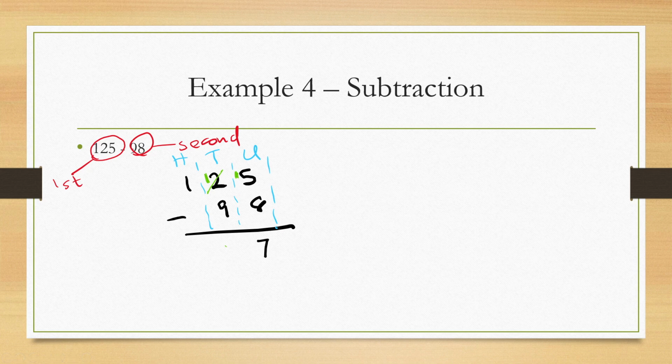Now you move on to the tens column. In the tens column, you now have 1 minus 9. This cannot be done because 9 is much bigger than 1. So you need to borrow 1 from the hundreds column. You cross out this 1, put a 0 here because there's nothing left, and you bring 1 over here. So this becomes 11, and now it's 11 minus 9, which is 2. So the answer is 27.